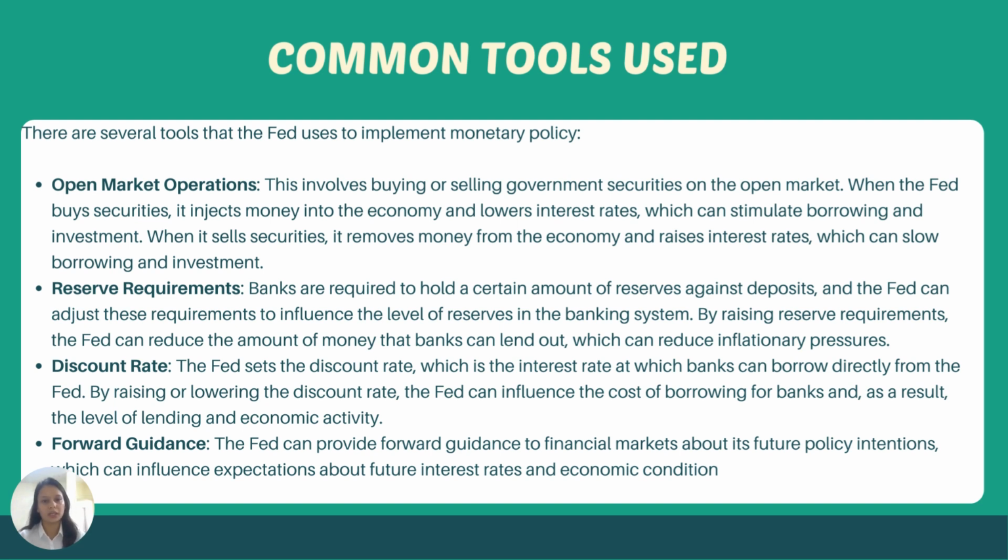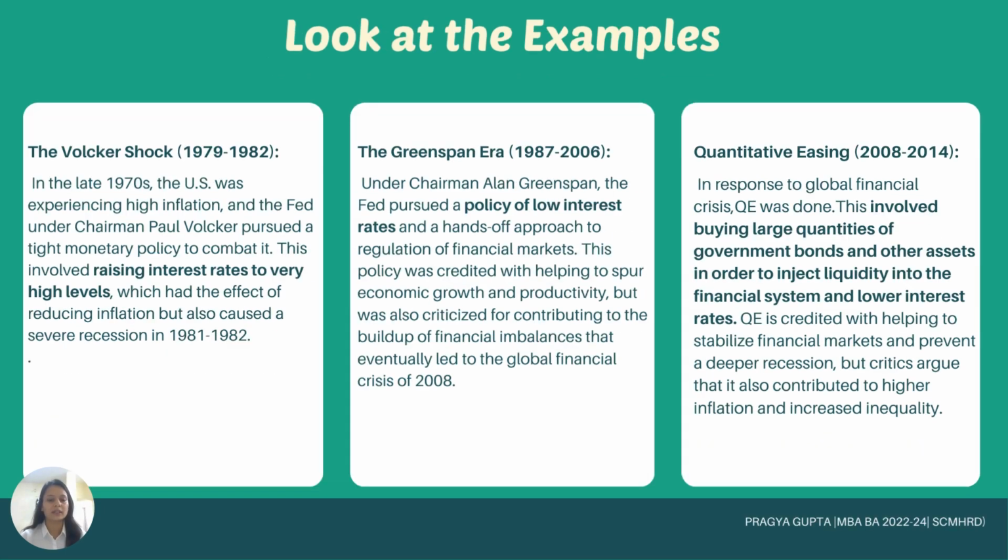Another tool is the discount rate, which is basically the interest rate at which the banks can borrow directly from the Fed. So, by raising or lowering these discount rates, the Fed can influence the cost of borrowing and, as a result, the level of lending and thus the economic activity. Forward guidance is another tool wherein the Fed can provide a forward guidance to the financial markets about its future policy intentions.